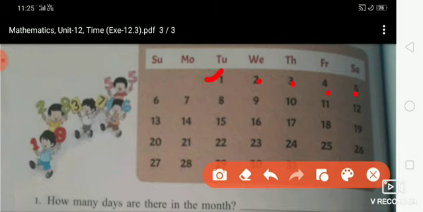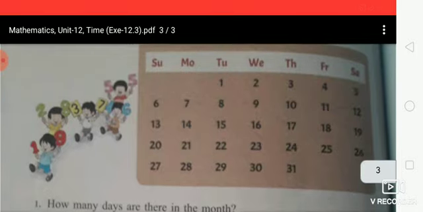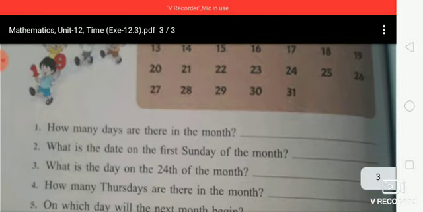Saturday, 5. Sunday, 6. Sunday is the holiday. The weekly holiday is Sunday. Then 7, Monday. Tuesday, 8. Wednesday, 9. Thursday, 10. Friday, 11. Saturday, 12, and so on. Okay students, first look at this picture and solve the timetable calendar.